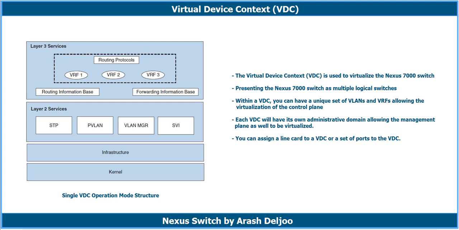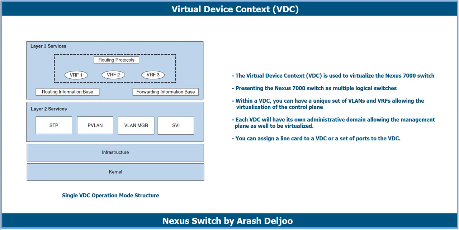In this video, I am going to explain about the Virtual Device Context or VDC. The Virtual Device Context is used to virtualize the Nexus 7000 switch, meaning presenting the Nexus 7000 switch as multiple logical switches. Within a VDC, you can have a unique set of VLANs and VRFs, allowing the virtualization of the control plane. Each VDC will have its own administrative domain, allowing the management plane as well to be virtualized.